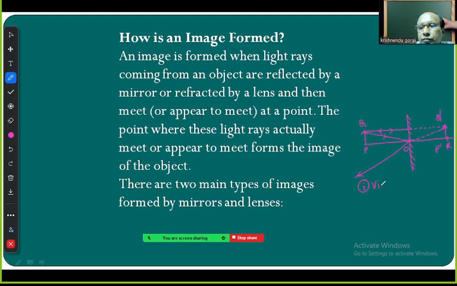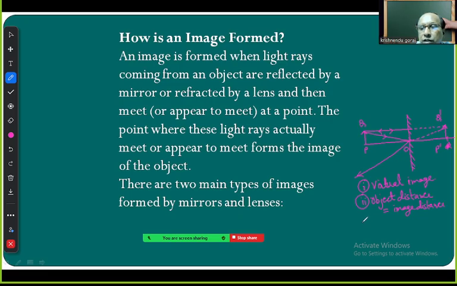virtual. In case of a plane mirror, there are three properties. This is a virtual image, the first one, and the second one is image distance. Object distance and image distance will be the same. Object distance means this distance PO, and image distance is OP dash. Both are the same. Object distance is equal to image distance.